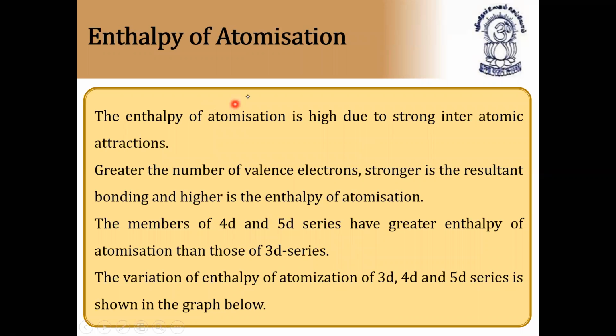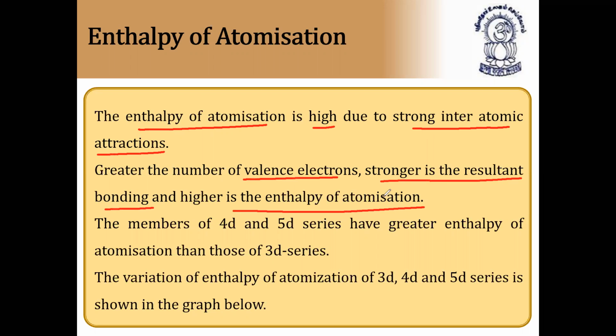Next, enthalpy of atomization. What is enthalpy of atomization? The amount of energy required to form an atom from the element is called enthalpy of atomization. The enthalpy of atomization is high for the 3D, 4D and 5D series due to strong interatomic attractions. The greater the number of valence electrons, the stronger is the resultant bonding and the higher is the enthalpy of atomization. So more energy is required to form an atom.